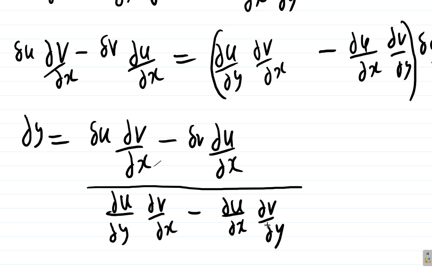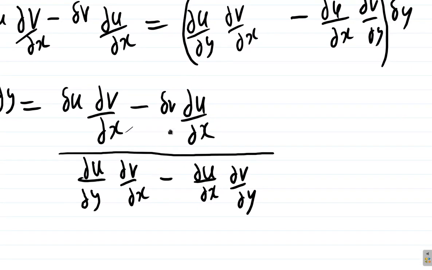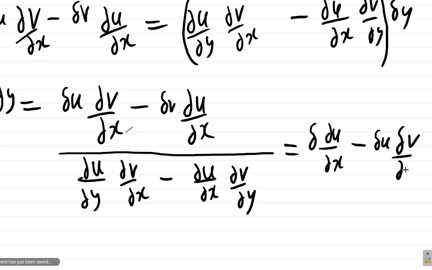Now, here, if we multiply both top and bottom, we have another way we could write it. If we multiply the top by -1 and the bottom by -1, it could be written as change in v, delta u by delta x, minus change in u, delta v by delta x.